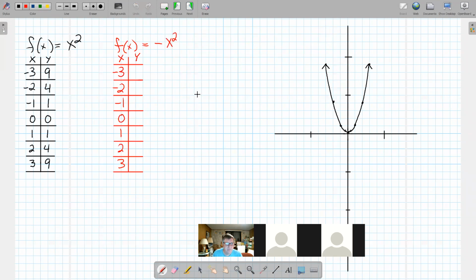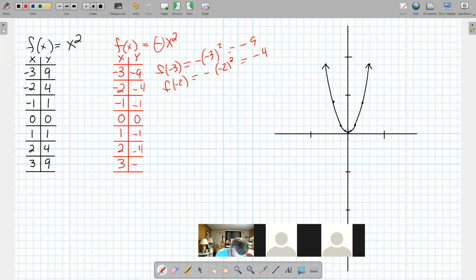What about this? Order of operations, you would square it and then apply the negative sign. So f of -3 is negative the quantity -3 squared, which is -9. F of -2 is negative the quantity -2 squared, which is -4. So I'm squaring the x and then applying the subtraction sign.